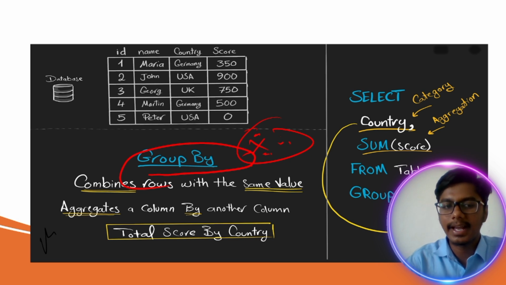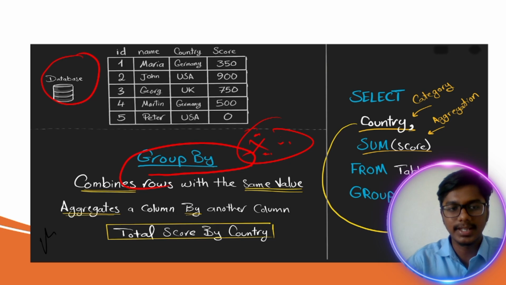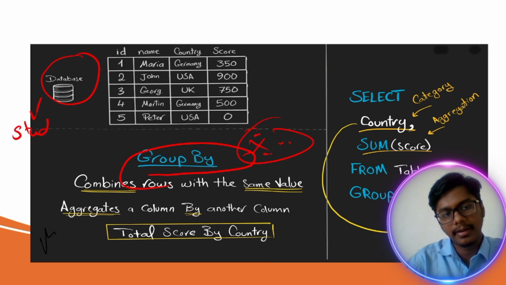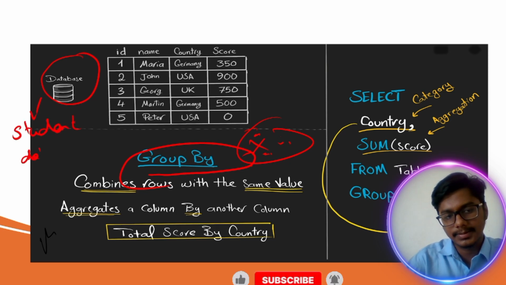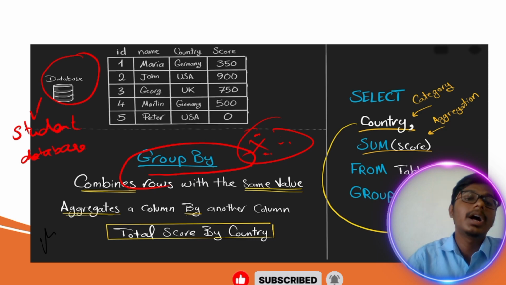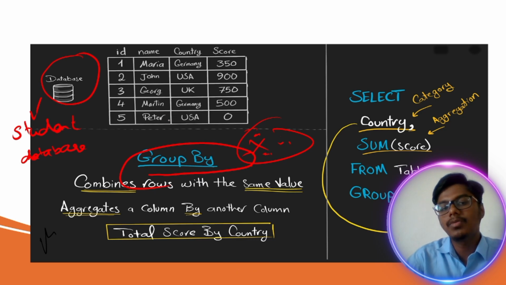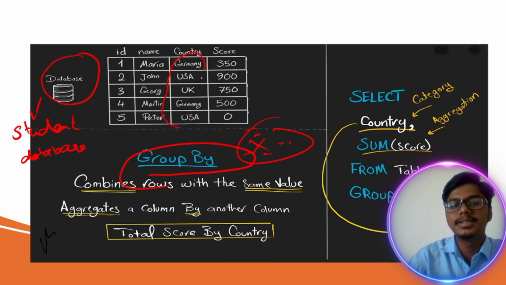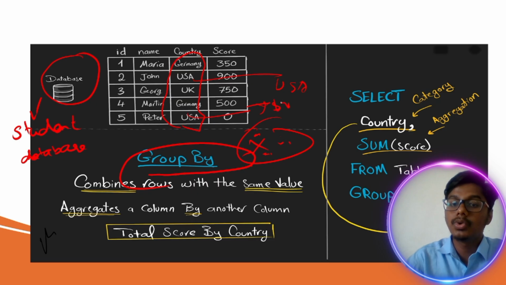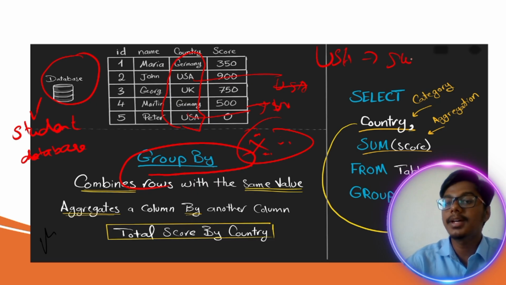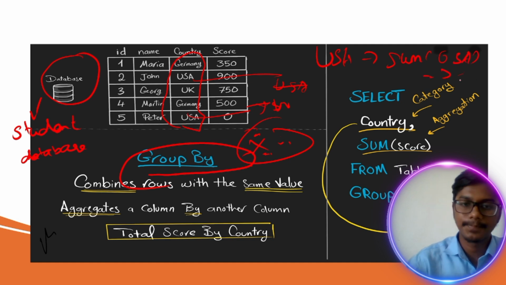Imagine I am having a student database. Now I want to retrieve some columns, but I don't want to retrieve all the columns. If I have the USA 2 times, I don't need the 2 USA. I just need 1 USA, but with the sum of the 2 USA into 1. How can we do that?